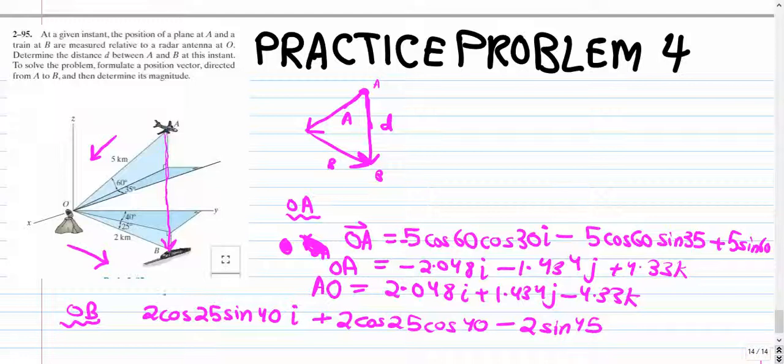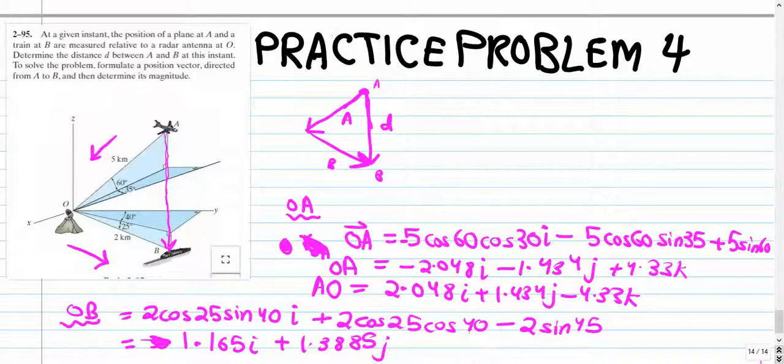Now we will simplify these trigonometric expressions to get their numerical values, and we will get 1.165i, 1.3884j, and the last component is going to be minus 0.8452.